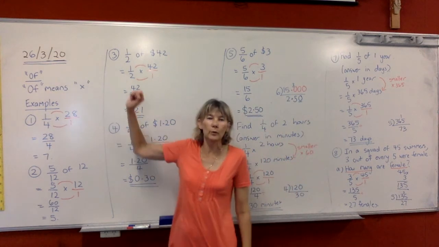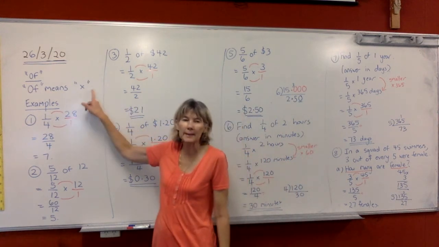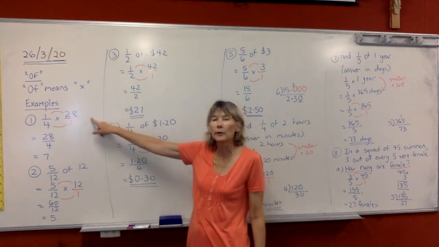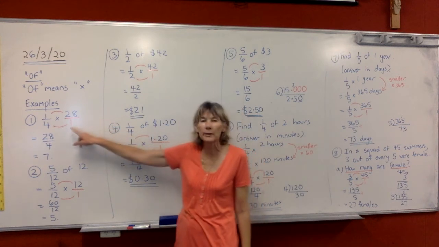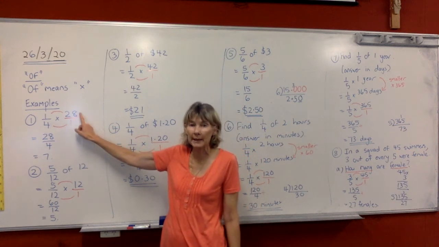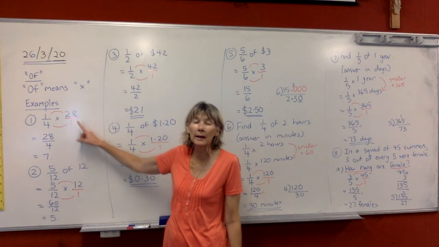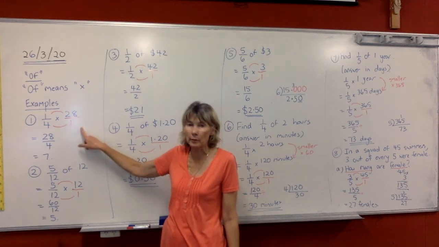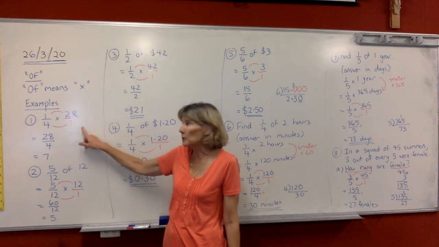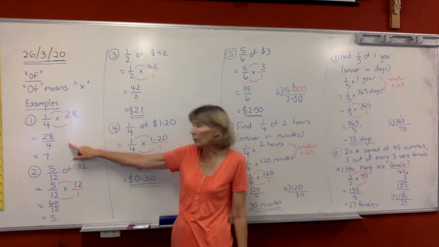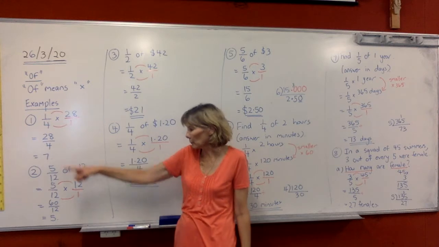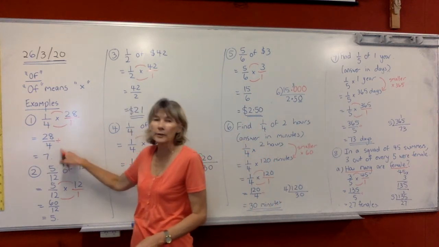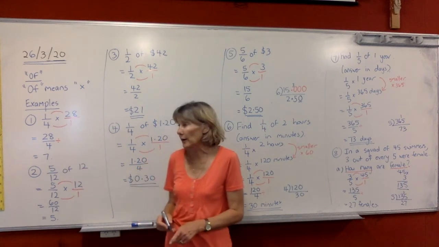Some questions will have the word of in them. Of means times. It means we multiply. So we're just going to go through this one first. Remember, when we're doing something like a quarter times 28, the whole number, you can give a denominator of 1, so just write it as 28 over 1. Times your tops, times your bottoms, and you get 28 over 4. Then we're doing 28 divided by 4, and 4 goes into 28 7 times, so that's your answer.